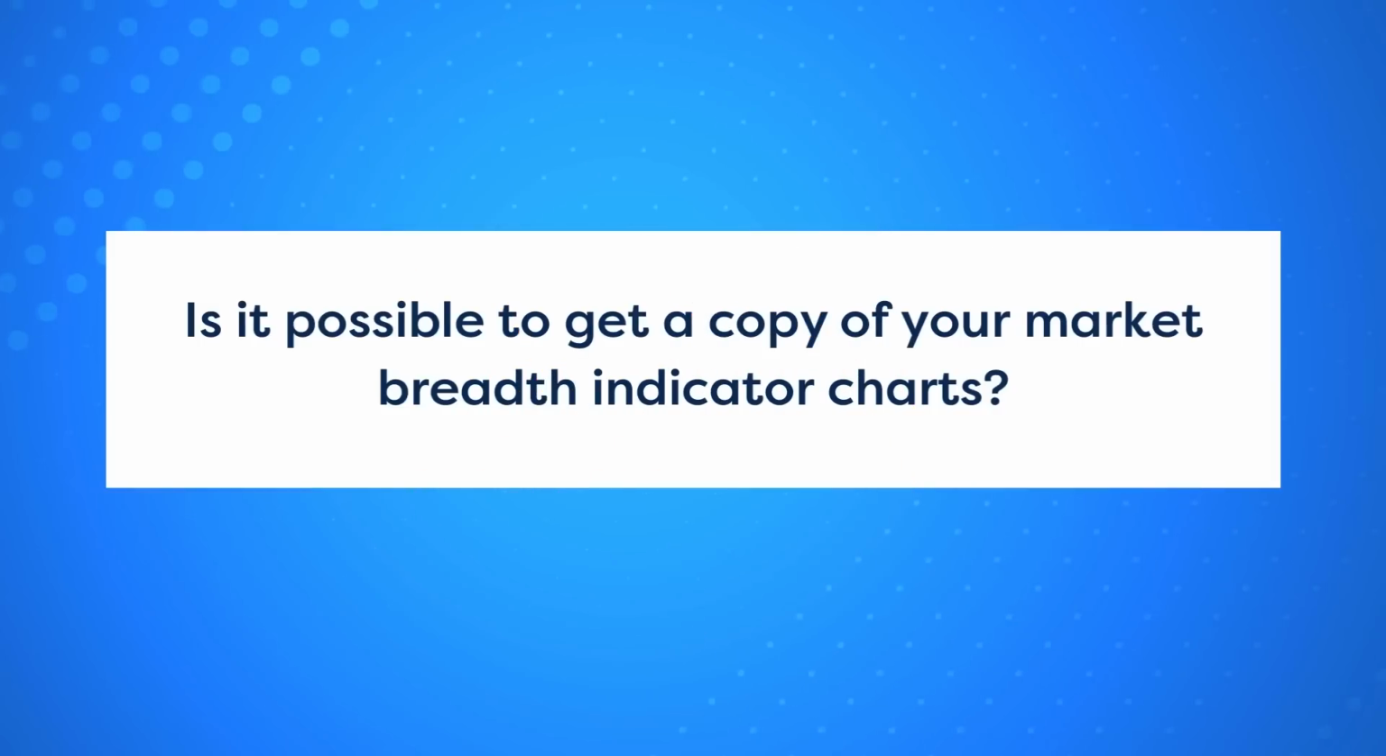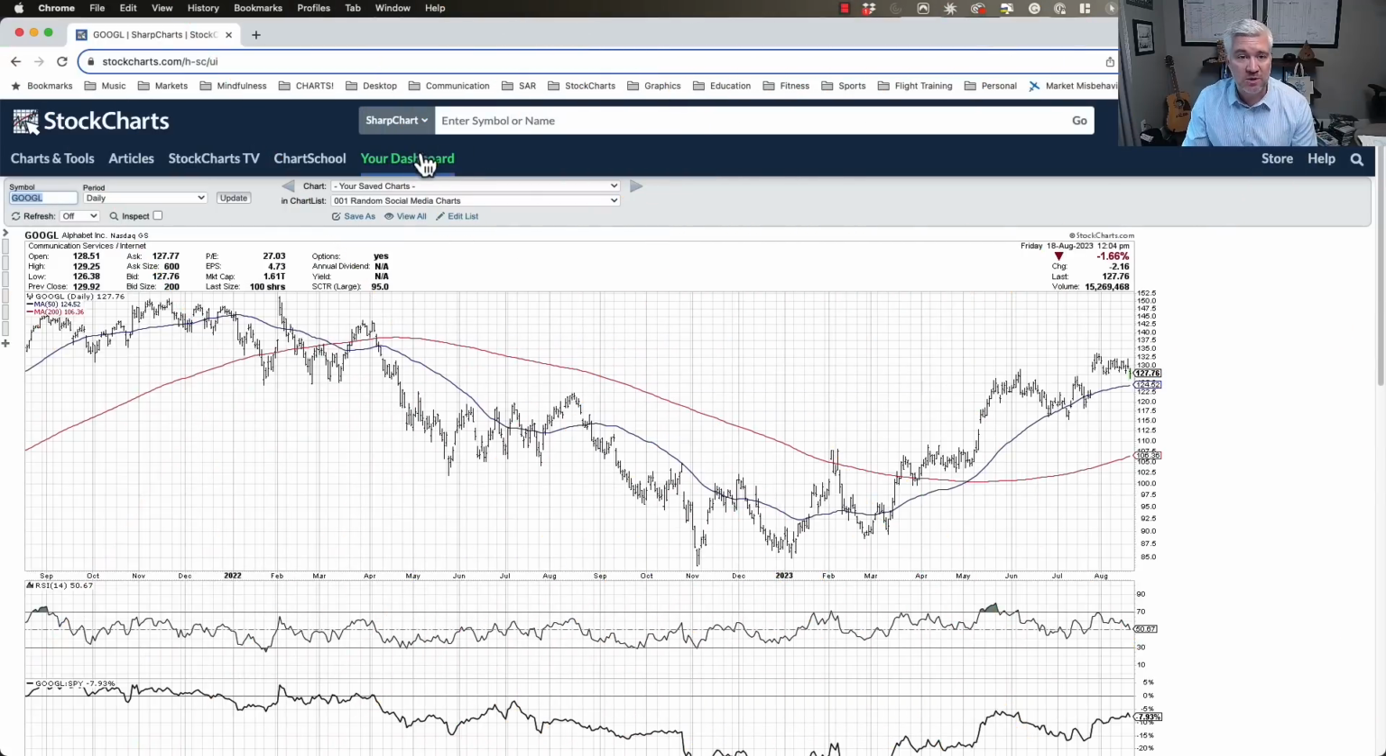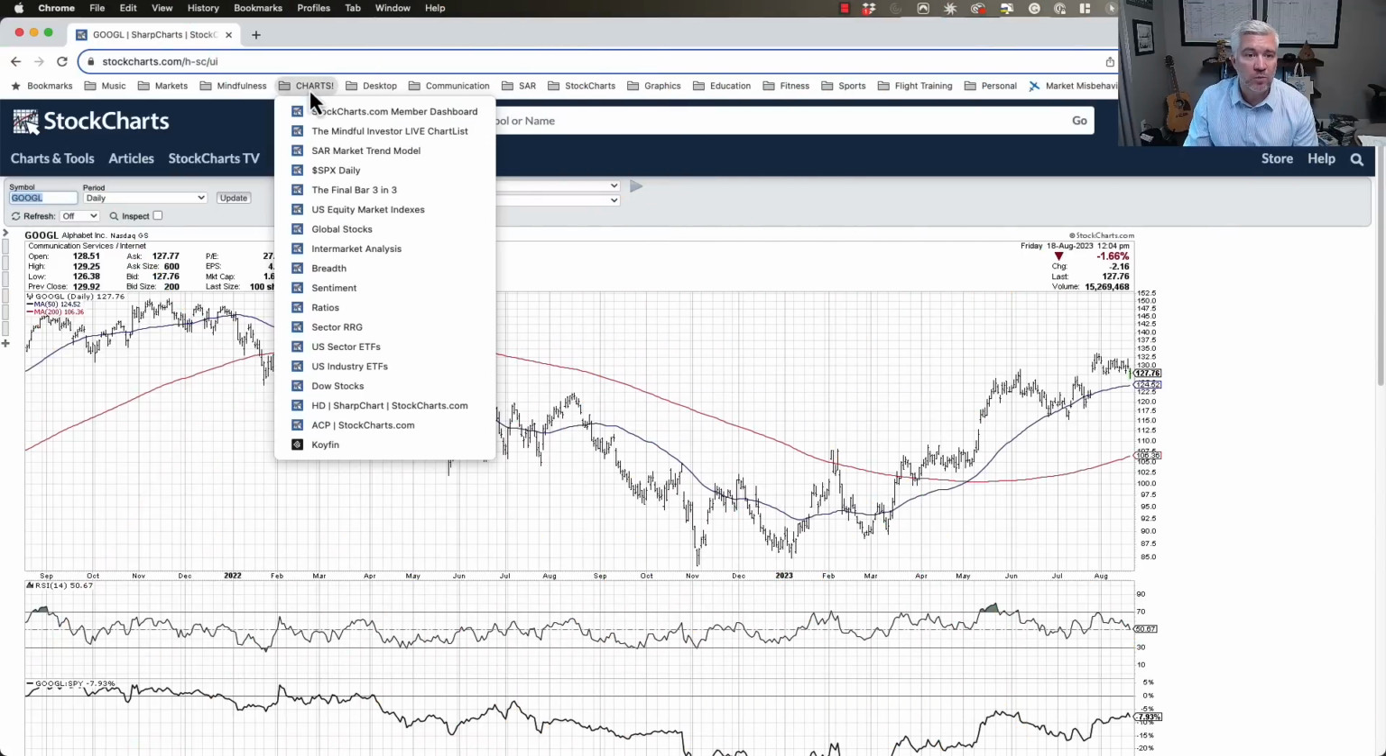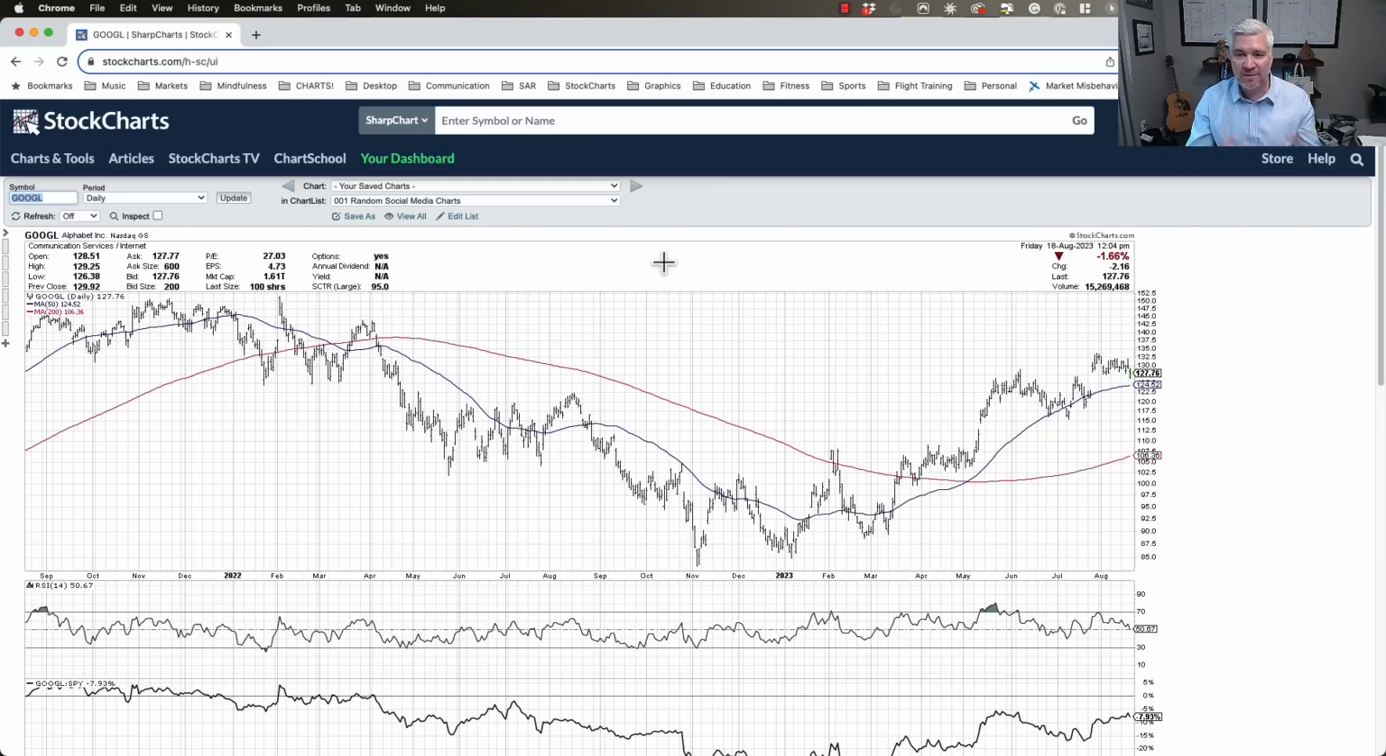Finally, is it possible to get a copy of your market breadth indicator charts? Yeah, two ways that you can do that. When we go through the show, I have a series of chart lists that I use often. I have a Market Mindful Investor live chart list. I have breadth, sentiment, ratios. These are lists that I've curated that I tweak over time, but overall are the way that I have my StockCharts login set up so that I can follow all of these things that are most important to me. I think you are easily able to replicate a lot of what I've done.